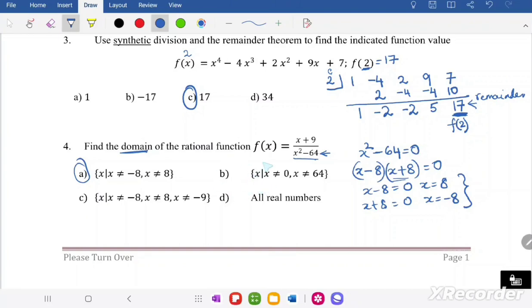B says x such that x not equal to 0 and x not equal to 64. No, this is not an appropriate choice. This one says x such that x is not equal to negative 8 and positive 8, and I don't know where they came up with the negative 9, so this is not the right choice. And yes, definitely all real numbers is not the right solution. So A is the right choice for number 4.